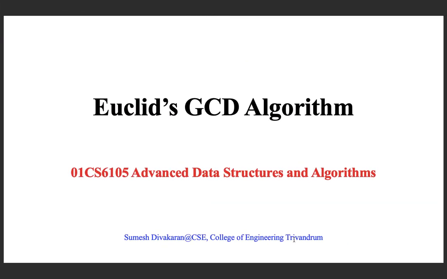So the topic for today is Euclid's algorithm for finding GCD. Let us recollect the basics that we have recollected from number theory.